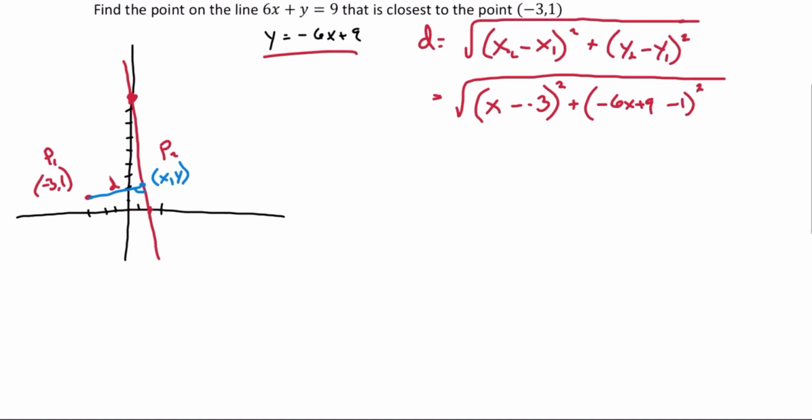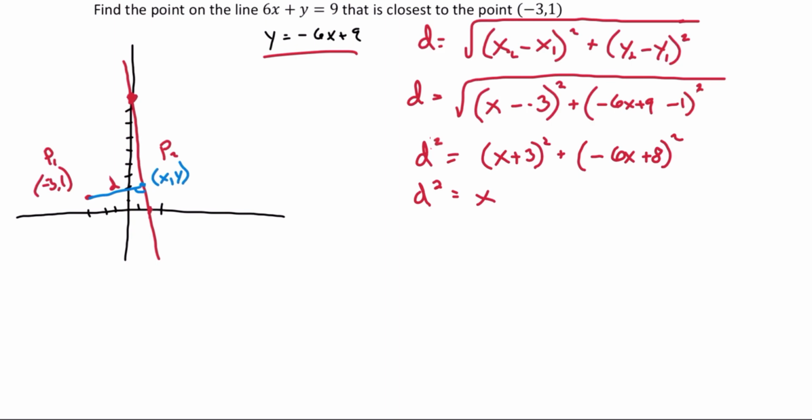At this point, let's square both sides to remove the radical, and we can also simplify inside the parentheses. So we have (x plus 3) squared plus (-6x plus 8) squared. We'll clean up the right side now. x squared plus 6x plus 9 plus 36x squared minus 96x plus 64.